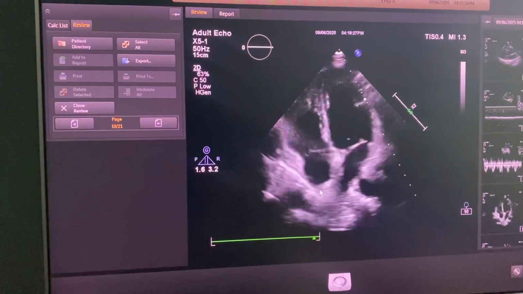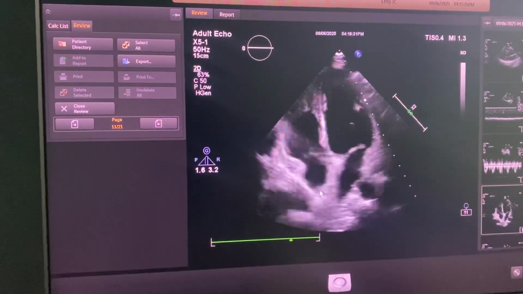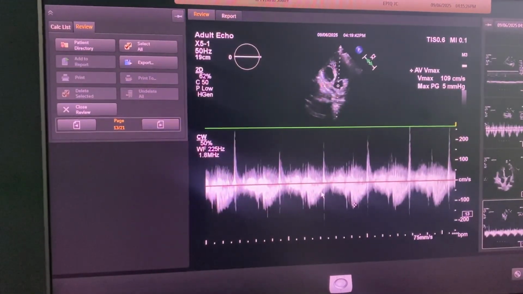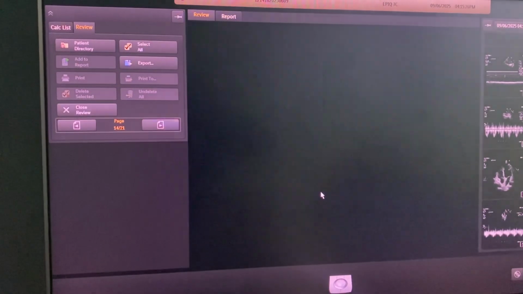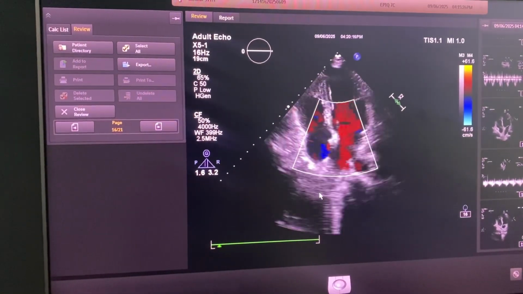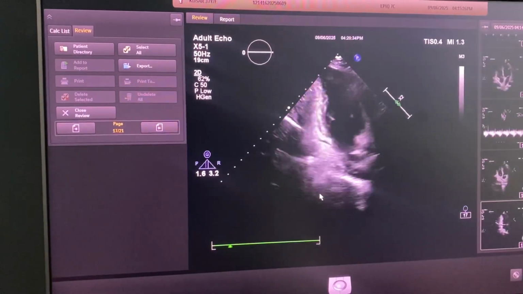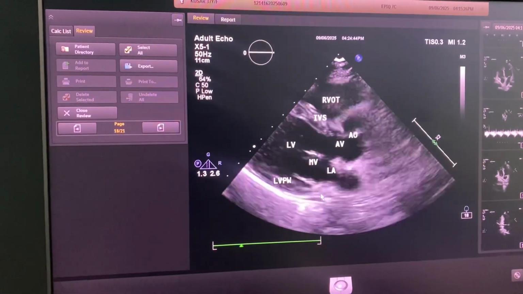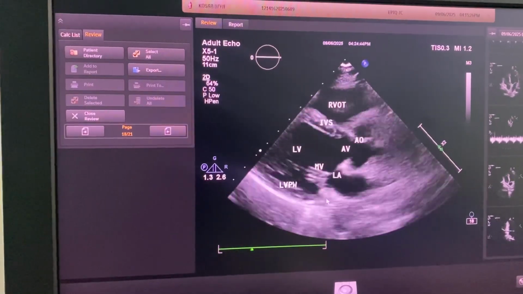This is again the four chamber, a clearer one. This is more clear, and then this is at the aortic valve. We take measurements. This is the tricuspid valve. Here you apply color to see whether there is regurgitation. This one is finished.